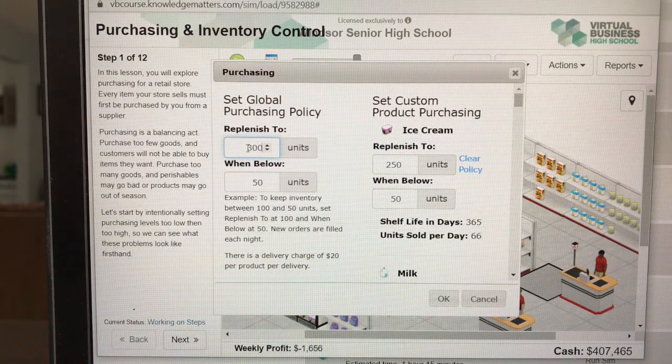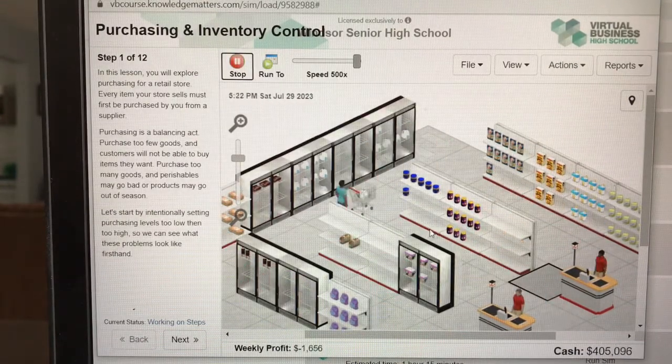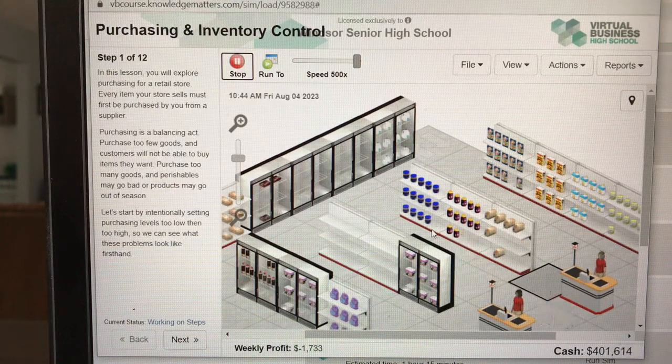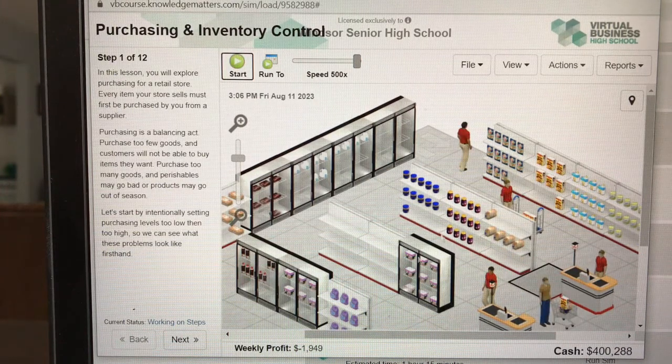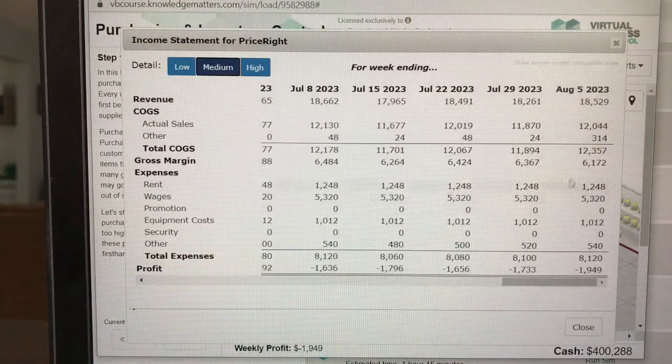Let's see. You know, we've changed some of the global ones. So let's go up to 400 units. And when it falls below 100, okay, let's see if that makes a difference there. Okay, now we probably got more things expiring. See, our weekly profit went up or went more negative. So that's when you've got to take a look and see what's expiring now. So we had a little bit more things expire.